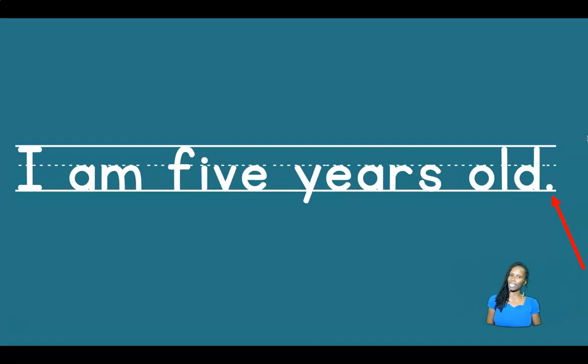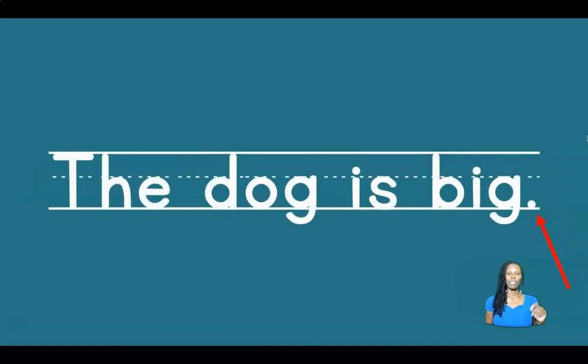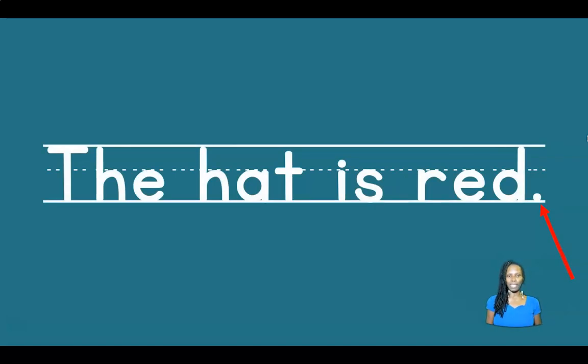Here is another telling sentence. The dog is big. I am telling you that the dog is big. And this sentence will end with a full stop or a period. Another example of a telling sentence is, the hat is red. I'm telling you what color the hat is. And so when I'm writing this sentence, I will put a period or a full stop at the end of that sentence.